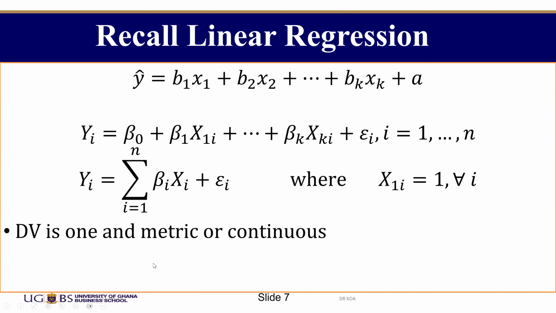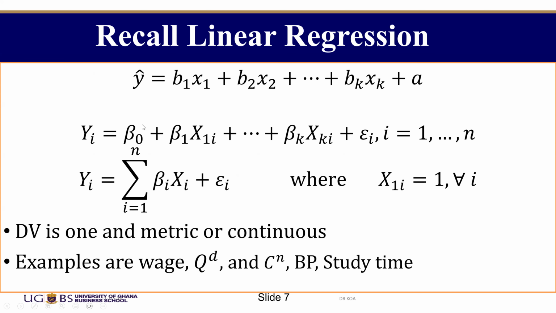So the dependent variable is metric, it's continuous. A typical example of such is wage. So wage will be the dependent variable. There will be multiple independent variables that are affecting the wage, like experience of the person, the position of the person, the education of the person, and several other things.